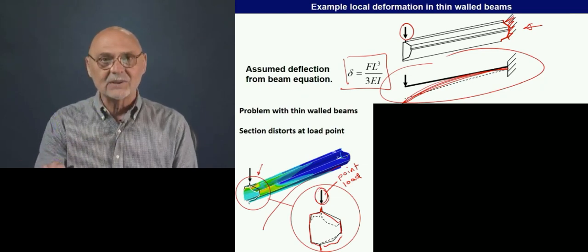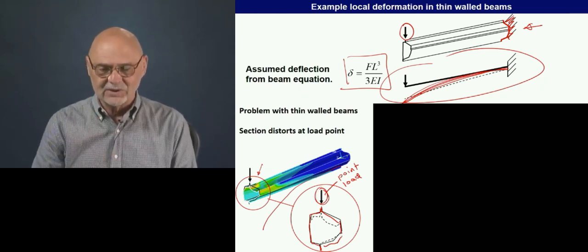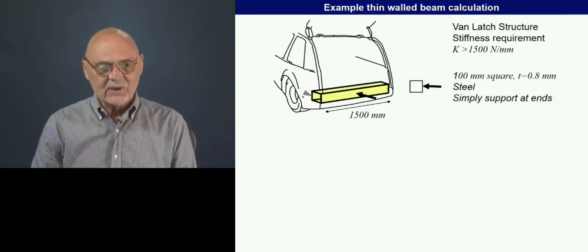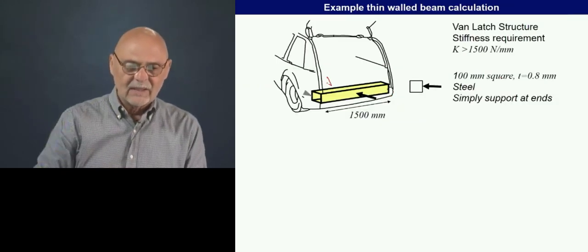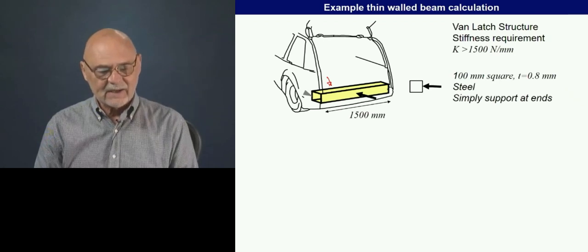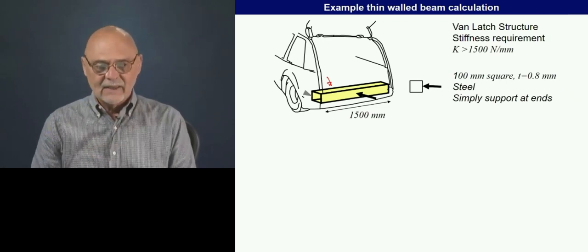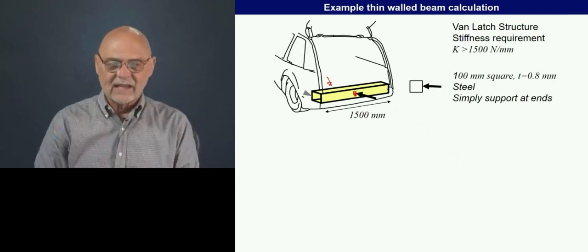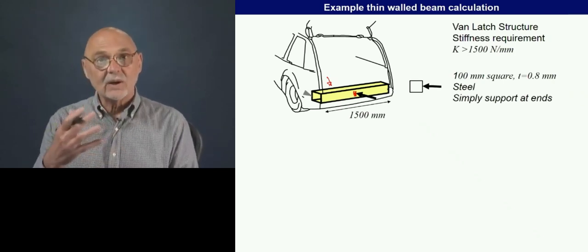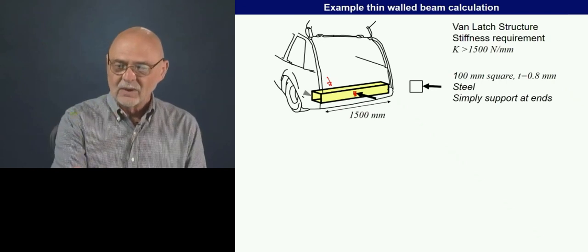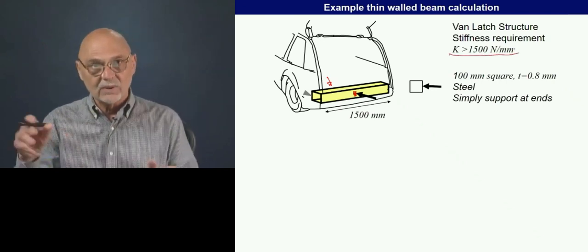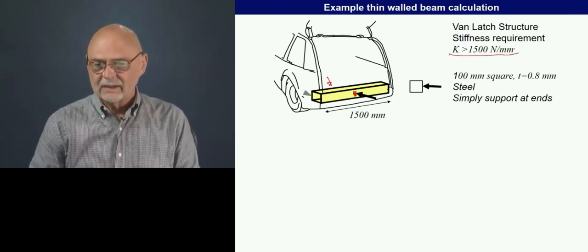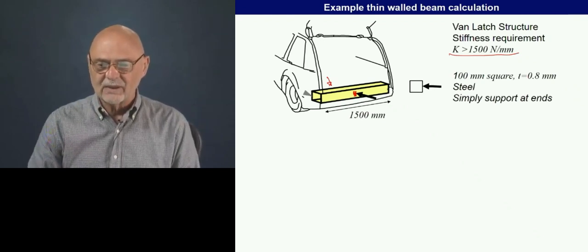So let's look at how this works in a real design situation. Here's a little cross member in a hatchback car. This is at the hatch opening, and we're going to mount the latch at that point. We have some requirements for this. We want the stiffness at the point where the latch applies a load to be 1,500 newtons per millimeter.